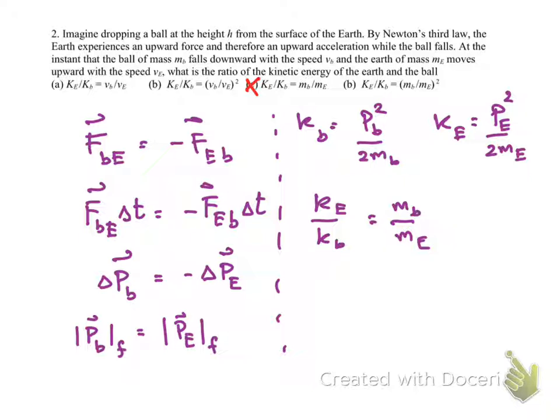From this, we have the third law of motion. The force exerted on the ball from the earth is equal to the minus of the force exerted on the earth from the ball.